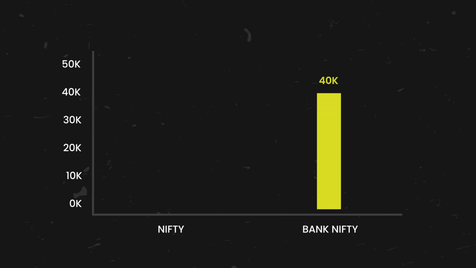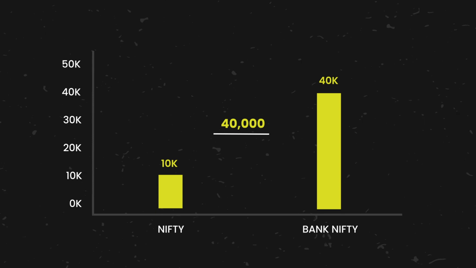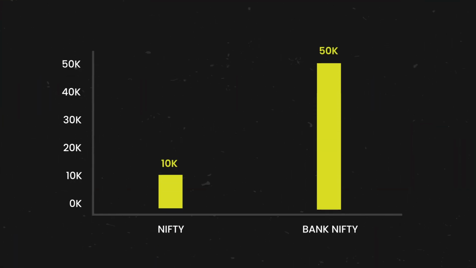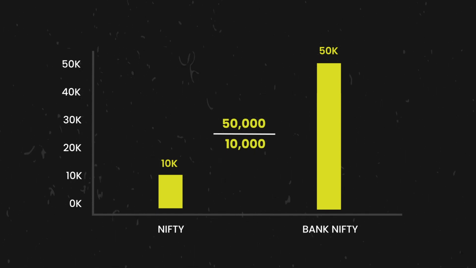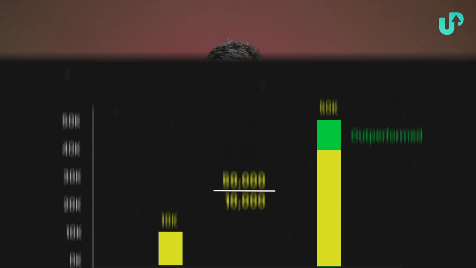Now let us quickly understand how this ratio chart works. Consider the Bank Nifty is 40,000, the Nifty is 10,000, the ratio is 4, right? 40,000 divided by 10,000, so it is 4. Now consider the Bank Nifty goes from 40,000 to 50,000. The Bank Nifty goes up by 10,000 points. The Nifty stays at the same place. Now the ratio has shifted from 4 to 5. What does it clearly tell you when you look at the ratio chart? Bank Nifty is outperforming the Nifty, right?